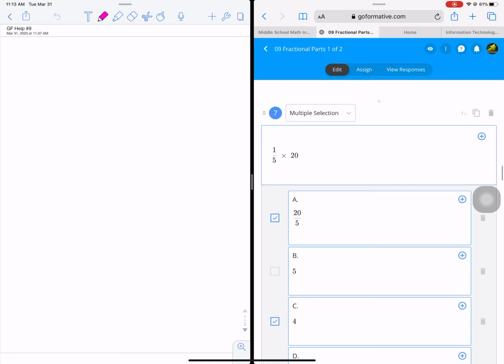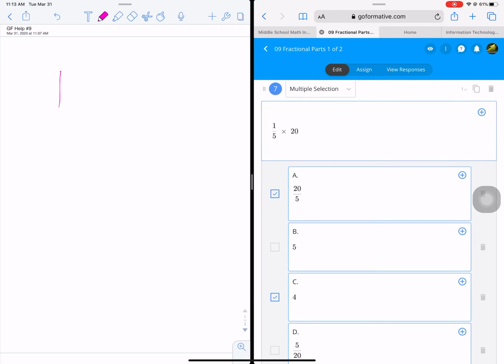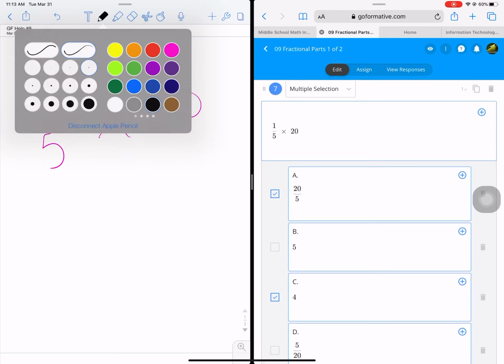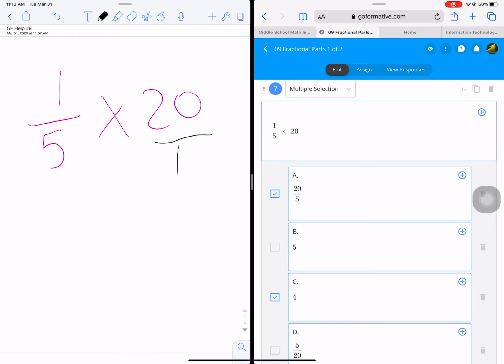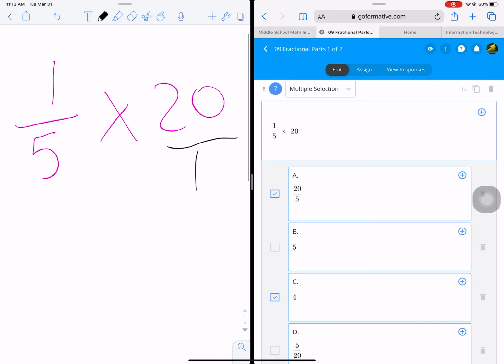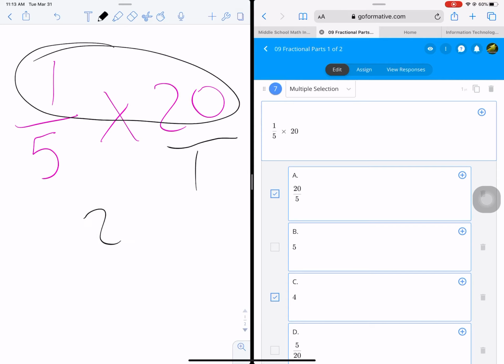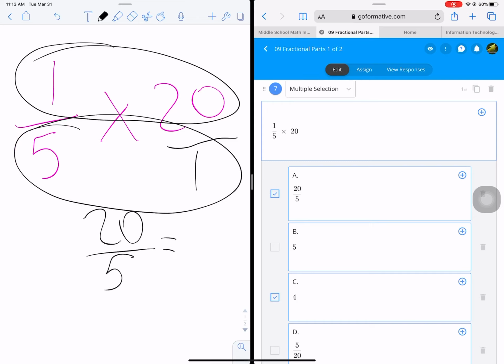Let's go down here to number 7. How do you do 1/5 times 20? It's important to remember that the tops will multiply. The number one thing that is forgotten is that secretly there's a 1 underneath this. And if you forget that, then you'll kind of multiply them wrong. But this is really saying 1 times 20 is 20, and 5 times 1 is 5, and 20 over 5, what's 20 divided by 5, is 4.